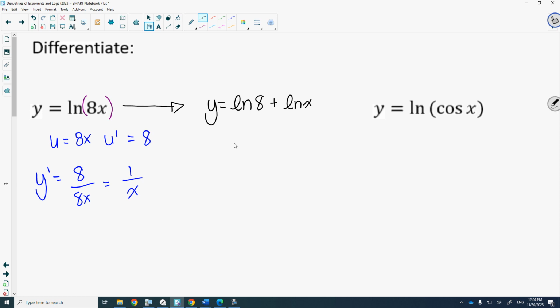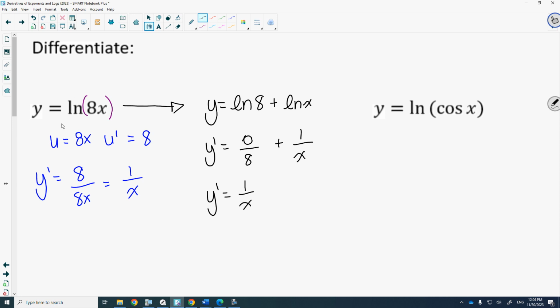Okay, from here, if I want to take the derivative of this, I could differentiate the ln of 8 plus the ln of x. So y prime is equal to: I know that the derivative of the natural log of x is 1 over x, or u prime over u. And then the derivative of the natural log of 8, again showing u prime over u, the derivative of 8 is 0, over u, which would be 8. So this will give me 0 plus 1 over x. So the derivative is equal to 1 over x.